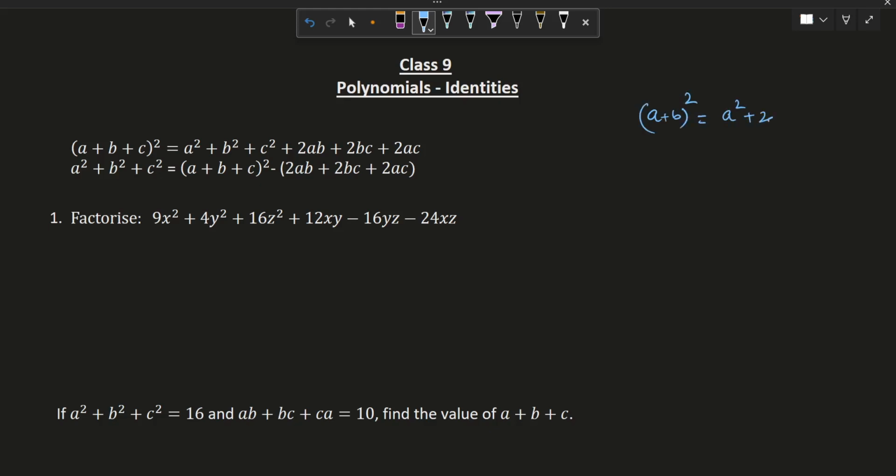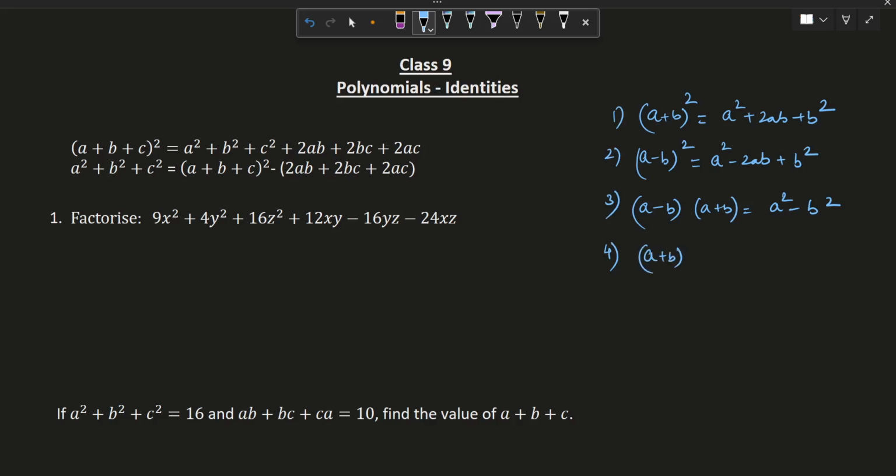a square plus 2ab plus b square. This was (a + b) whole square, yeah? Then (a - b) whole square was what? a square minus 2ab plus b square. Third one, (a - b) into (a + b). What was that? a square minus b square. So identity number 1, 2, 3.